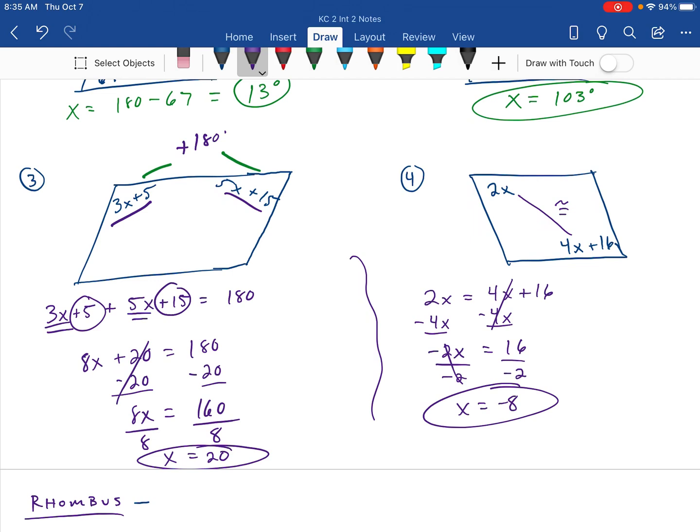Okay. Now that was the first day. So this is day 1. Rhombuses will be day 2.